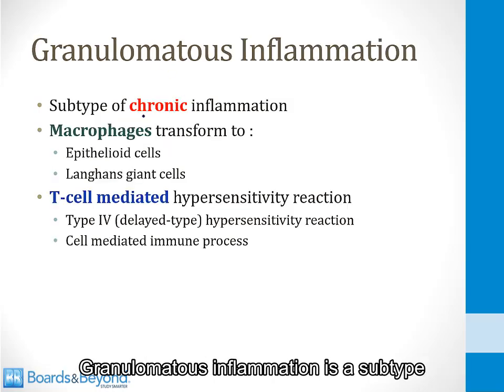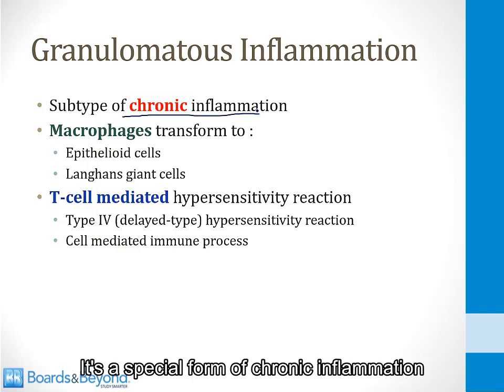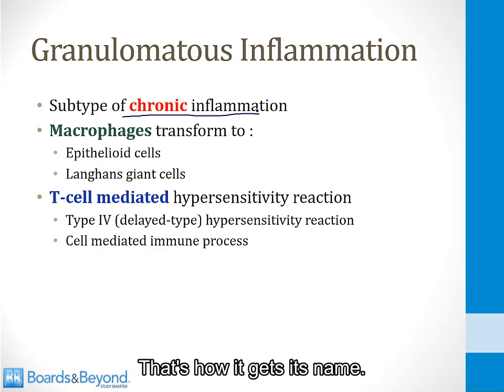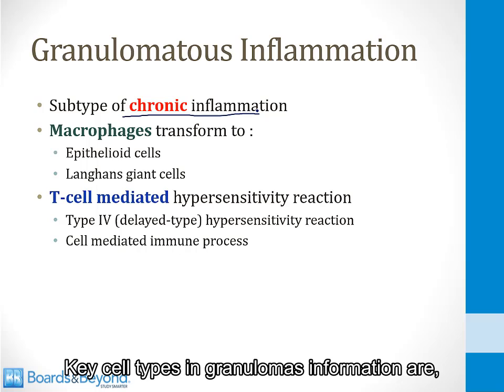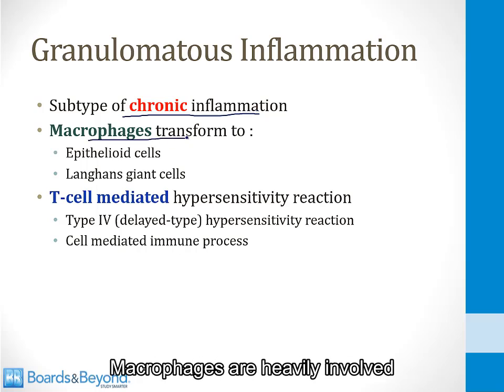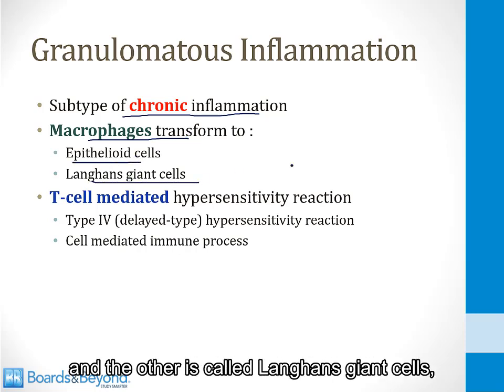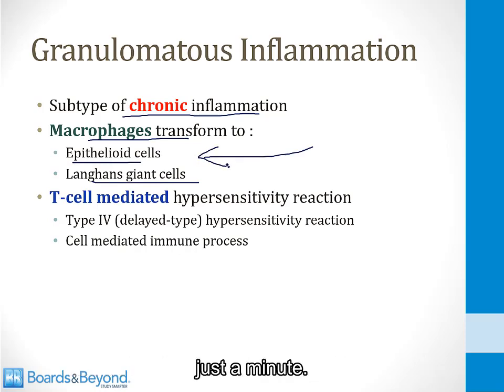Granulomatous inflammation is a subtype of chronic inflammation. It's a special form of chronic inflammation where structures called granulomas form. That's how it gets its name. Key cell types in granulomatous inflammation are, first of all, macrophages. Macrophages are heavily involved in this form of chronic inflammation, and they transform into two cell types. One is called the epithelioid cells, and the other is called Langerhans giant cells, and we'll talk about what both of these are in just a minute.